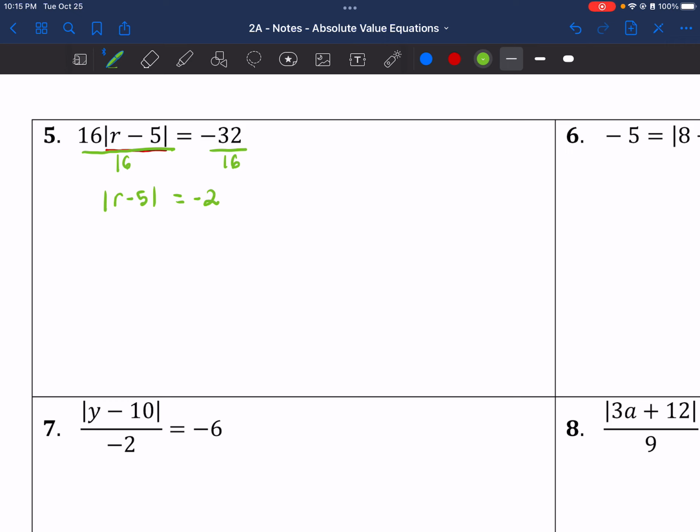Now, I want you all to think about this for a second. Can an absolute value ever equal a negative number? Remember that absolute value can never equal a negative number. It is always positive. That being said, any number that we plug in for r will yield a positive number regardless of whether it's negative or positive. Like, let's say I said r is equal to 100 or negative 100.